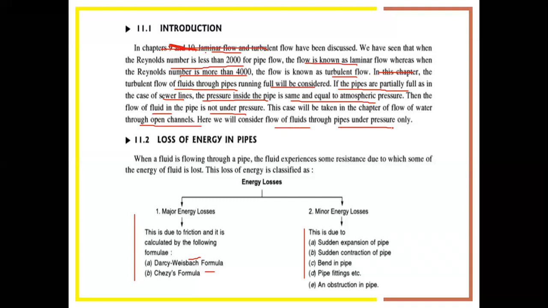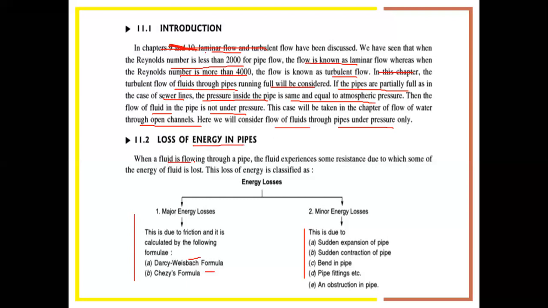So initially they are having the pressure, right? Here we are taking the closed pipes and we will consider the flow of fluids flowing through the pipe under pressure only. So in this section, we will see the minor losses happening in this case, then the loss of energy in the pipes.